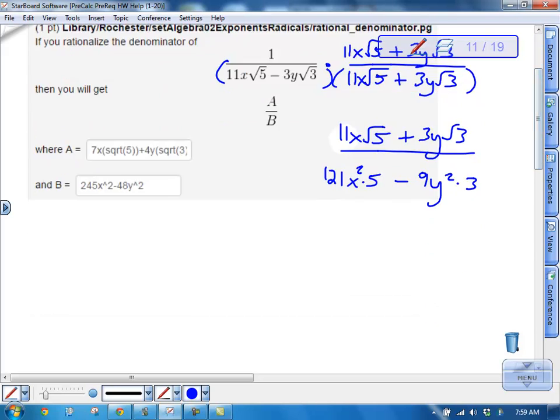So I can simplify this a little bit. 5 times 121 turns into 605. And then 3 times 9 turns into 27. So this would be 27. So we're going to enter that in, and the way to enter that in is, this would be 11x square root 5. So you have to do square root 5 as SQRT, plus this would be 3y square root 3. And in the bottom, this would be 605 x squared, and this would be 27, but you have to do caret 2 for your squares.